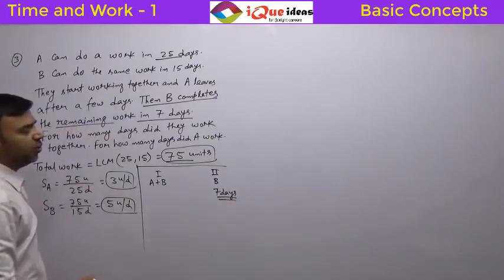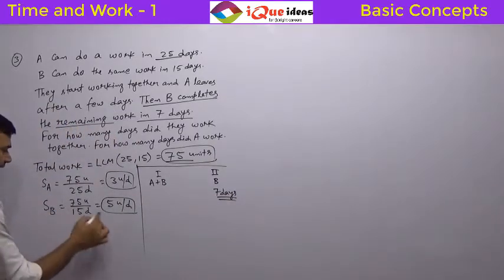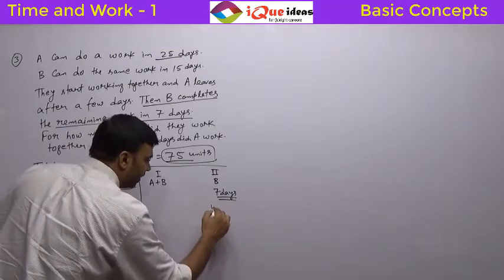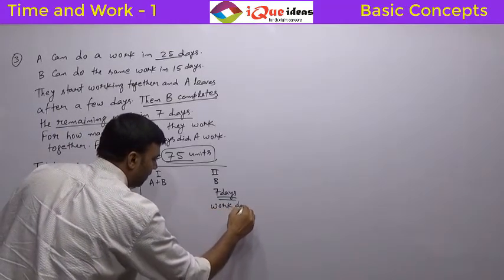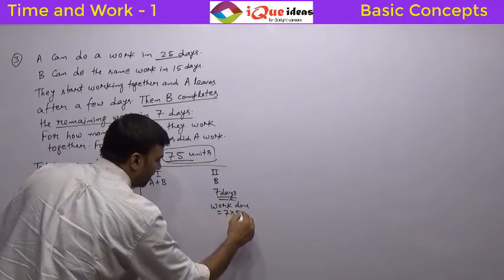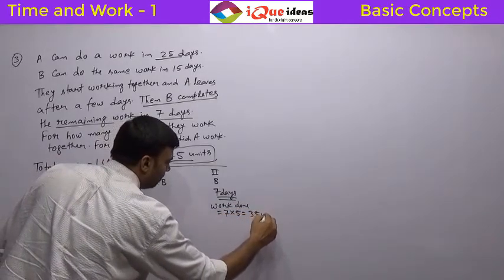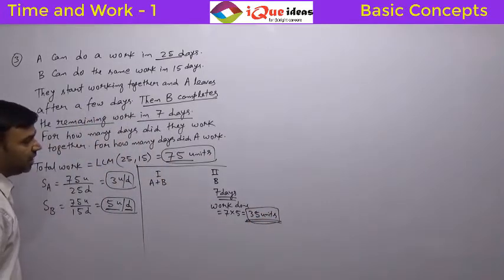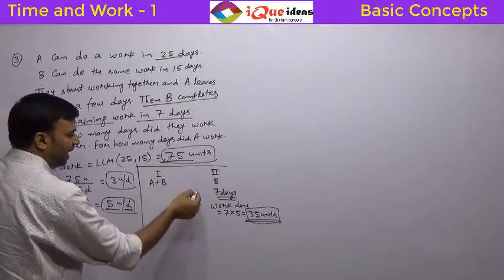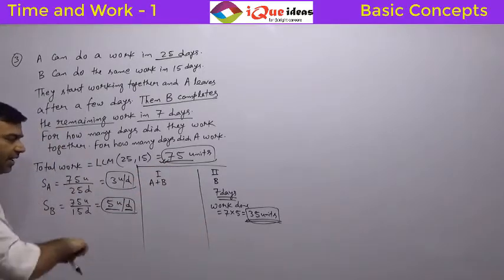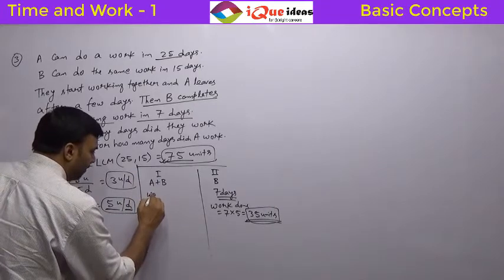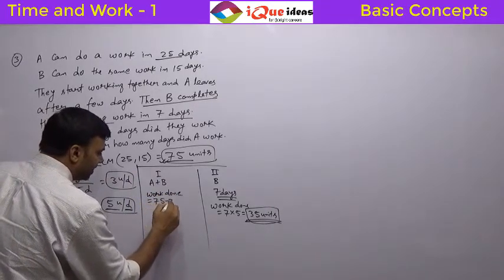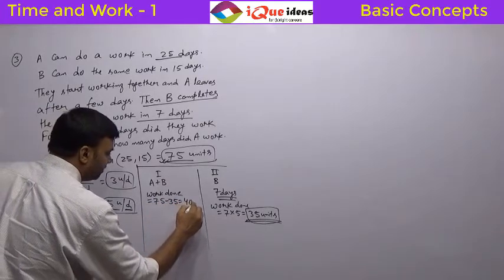How much work can B do in 7 days? Now, speed of B is 5 units per day. So in 1 day, he can do 5 units. So in 7 days, work done will be equal to 7 into 5, that is 35 units. That means B has to do 35 units to complete the work. But the total work we have taken as 75. So what happens? Remaining work was already done. So in the first phase, work quantity done would be equal to 75 minus 35, which is 40 units.